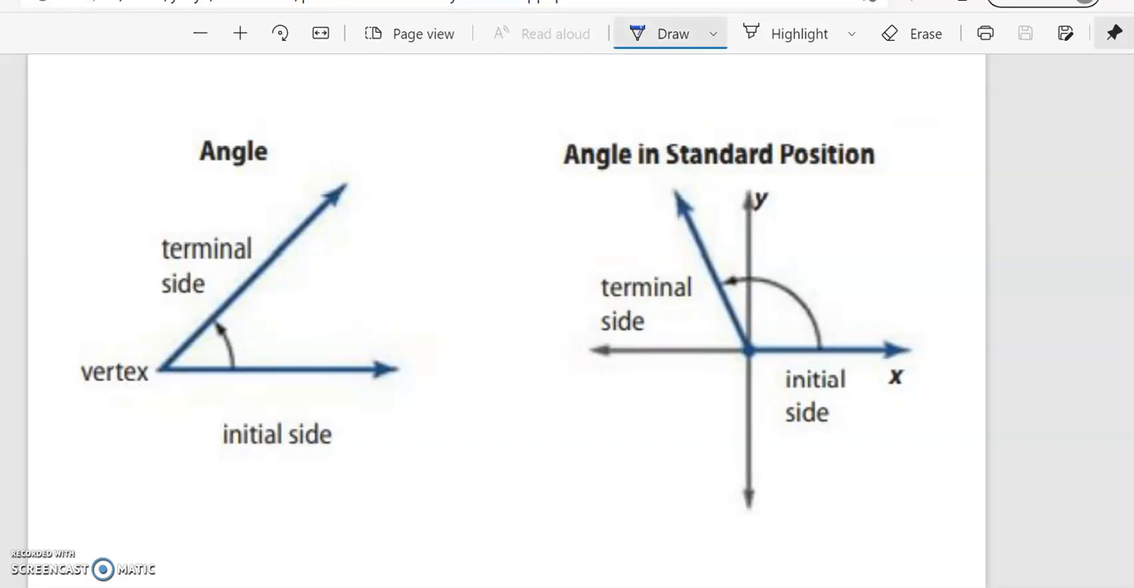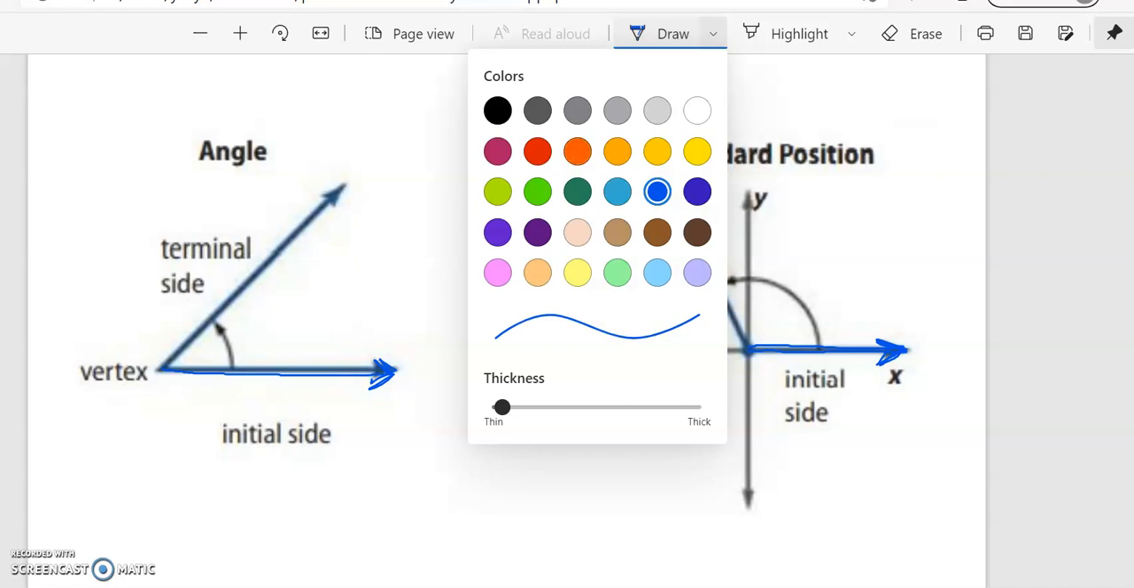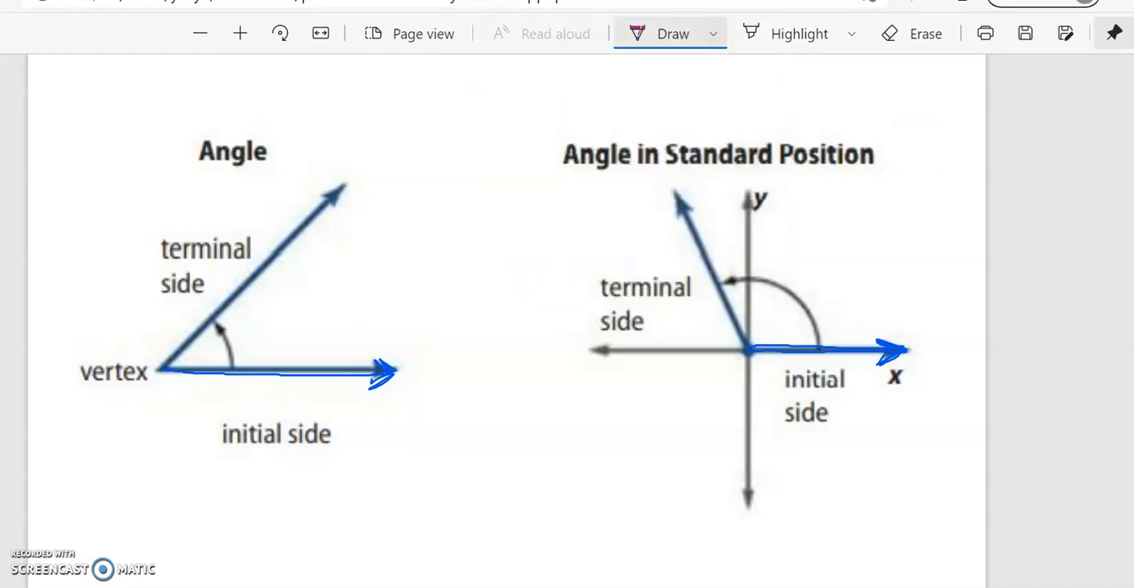In order to get an angle, you need to have two sides, right? And so here are some definitions for you. Your initial side is always going to be the side that goes along the positive x-axis, so that's this side right here. That's your initial side. And your terminal side is where the angle is going to end. The angle starts with your initial side, and then it goes until a certain degree, and we end at what is called the terminal side.